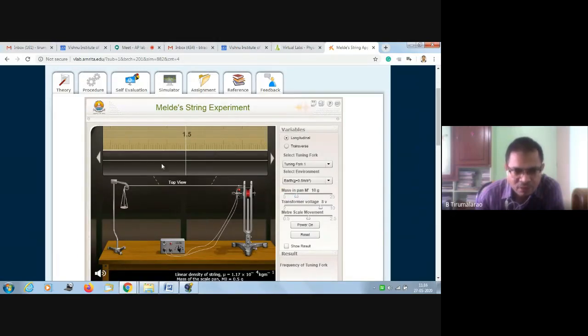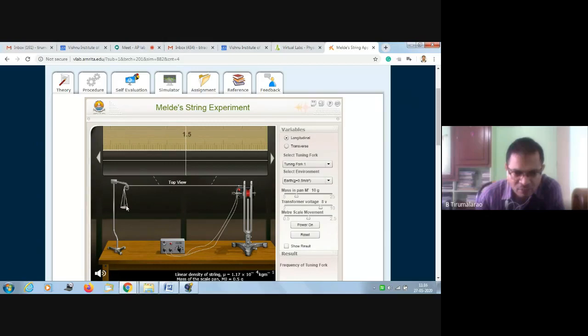So this is the apparatus diagram. This is the electrically maintained tuning fork, right? This is the electro induction coil. These are the connections. This is the step down transformer. This is a wire. This is a pulley. This is a pulley. This is a pan.